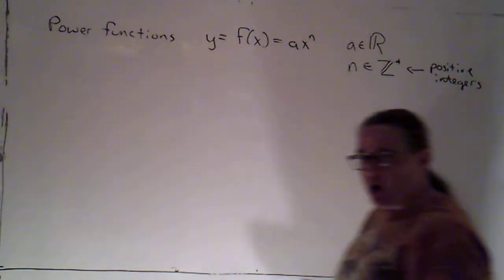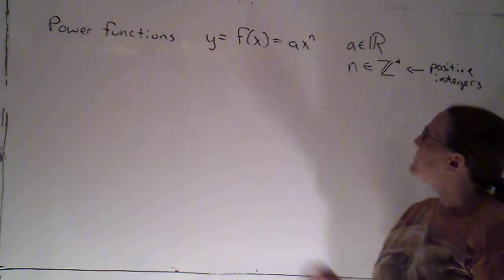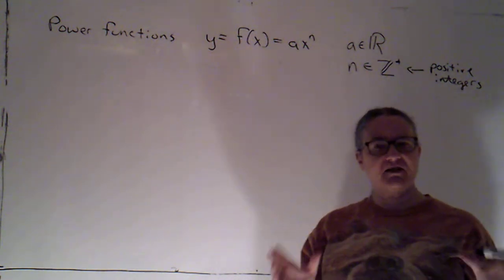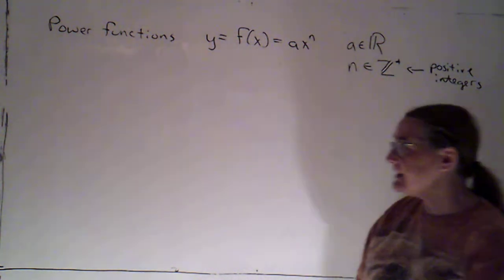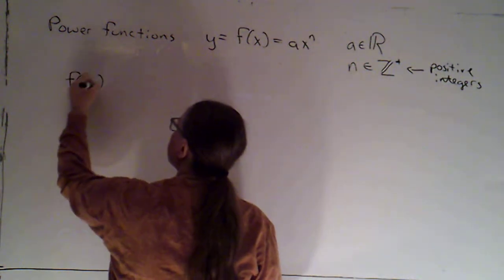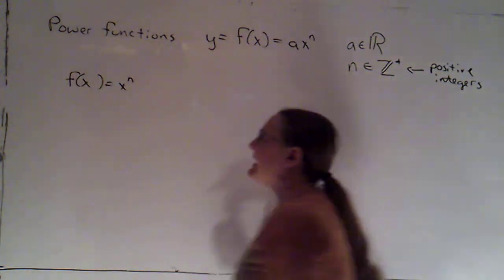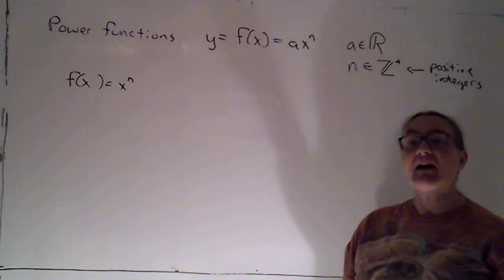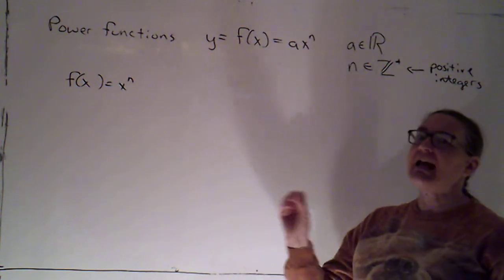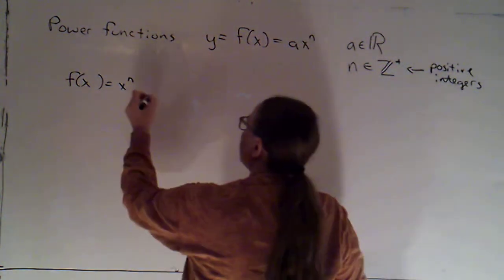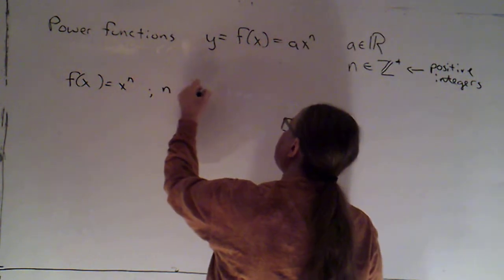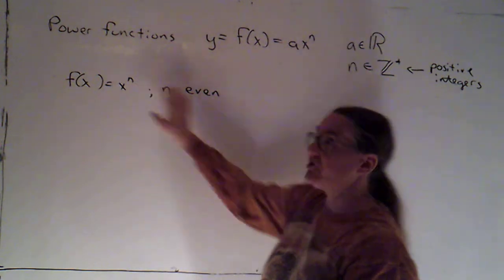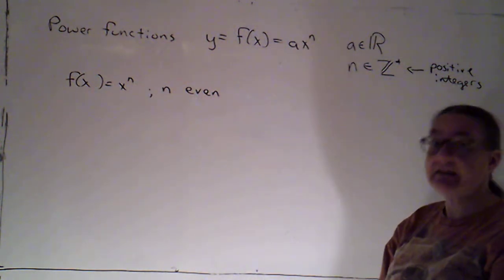And we're going to start with some specific examples. I'm going to first of all start with a being 1. We're just going to make the coefficient 1, so we're just looking at x to the n. So if I'm looking at f of x equals x to the n, I can basically break those functions up into two types, when n is even and when n is odd. Let's start with n being an even positive integer. So we've already stated it's got to be a positive integer. Now I'm adding to that that it's got to be even.